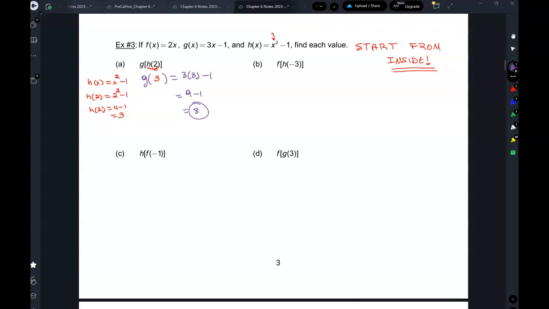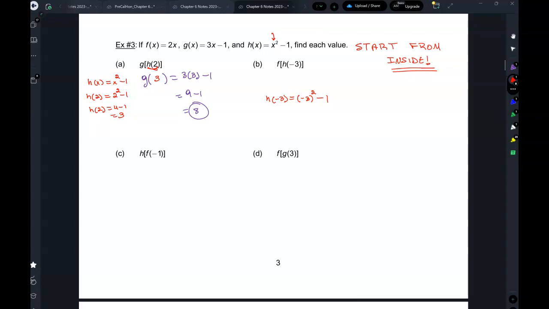We're going to start from the inside. We're going to start with h. H of negative 3. So I'm going to take negative 3 and plug it in here. And here's where things get messy, because I bet you 70% of you will not put parentheses, and then there will be a negative problem. So if it's h of negative 3, I do negative 3 squared minus 1. Do you see how my negative 3 is in parentheses? If you don't put it in parentheses, it will be wrong.